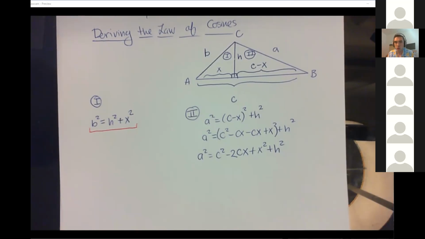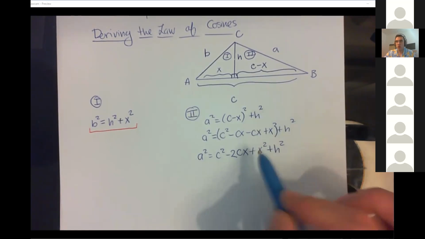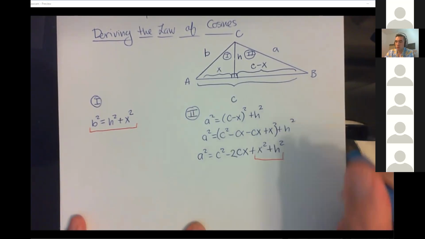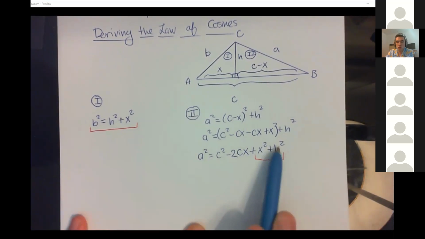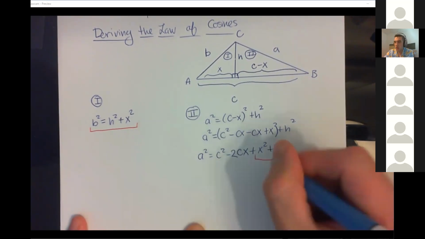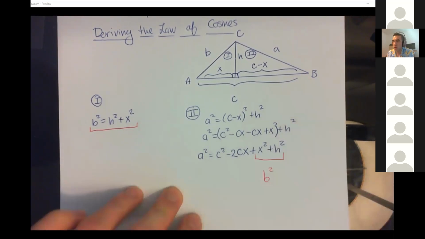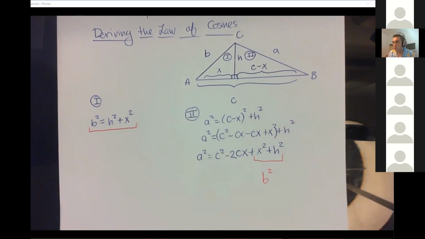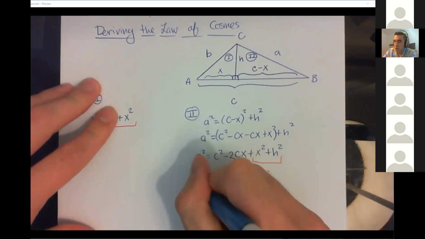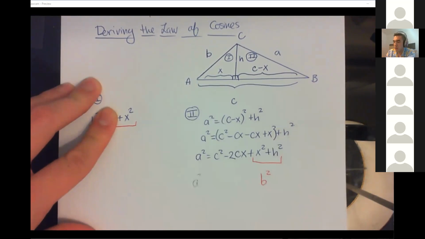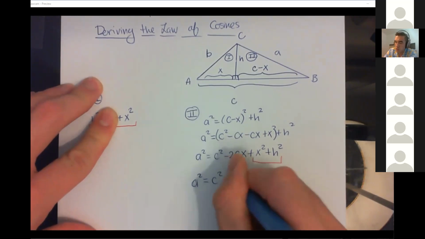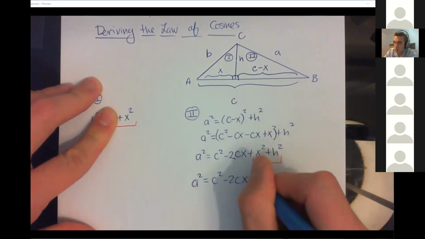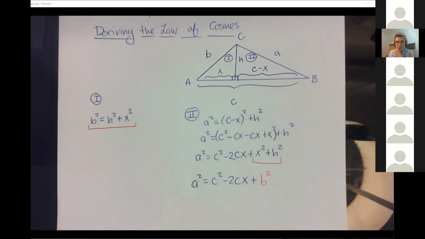Do you see that on the right-hand side? Do you see H squared and X squared? Those guys are right here. H squared plus X squared is B squared. These guys are perfectly equal to B squared. So that's the first substitution that I'm going to make. A squared is equal to C squared minus 2CX plus B squared.